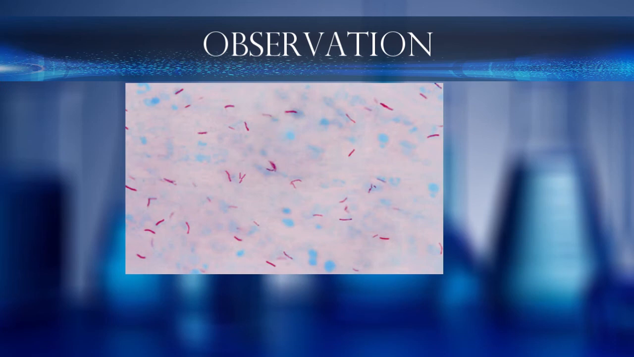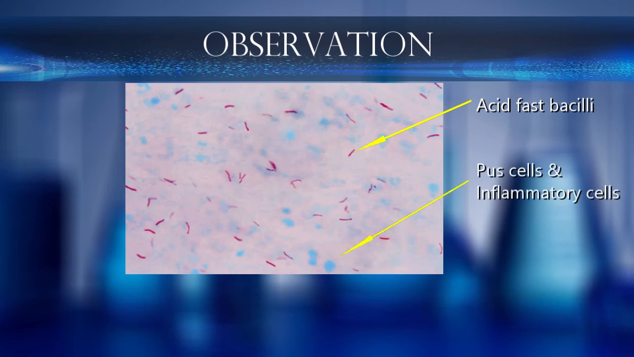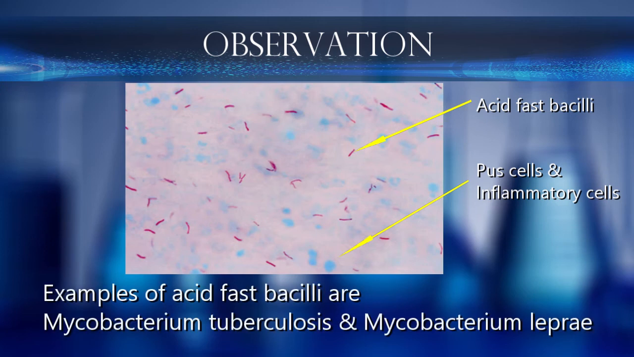Under the microscope, the acid-fast bacilli get stained by the strong carbol fuchsin stain and appear red in color, while the pus cells and inflammatory cells get decolorized and retain the counterstain methylene blue, so appear blue in color. Examples of acid-fast bacilli are Mycobacterium tuberculosis and Mycobacterium leprae.